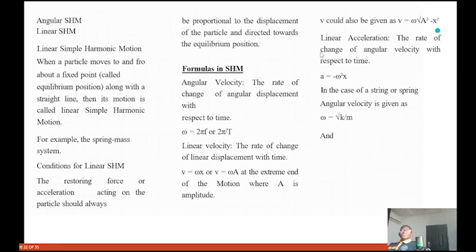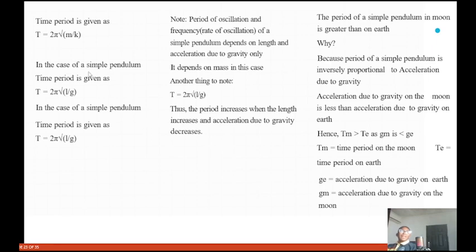So linear acceleration, the rate of change of angular velocity with respect to time, we have the acceleration as minus omega square x, which we've seen in the previous class. So in the case of a spring, angular velocity is given as the square root of k over m. Don't forget this, k over m. This is for angular velocity. The frequency is just 1 over 2 pi square root of k over m, while the period T is just 2 pi square root of m over k. So simple. It's just by introducing the 2 pi. And for f, we just have 1 over 2 pi, and we are good to go.